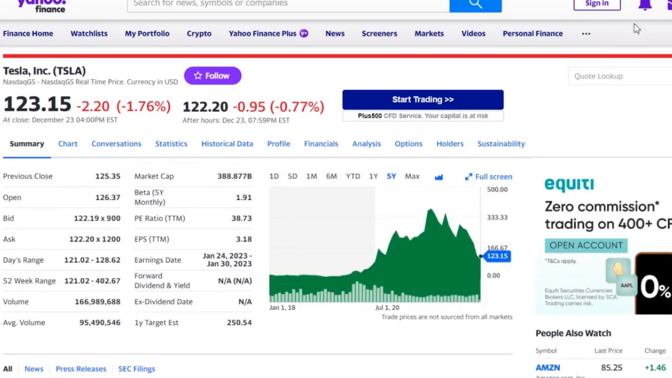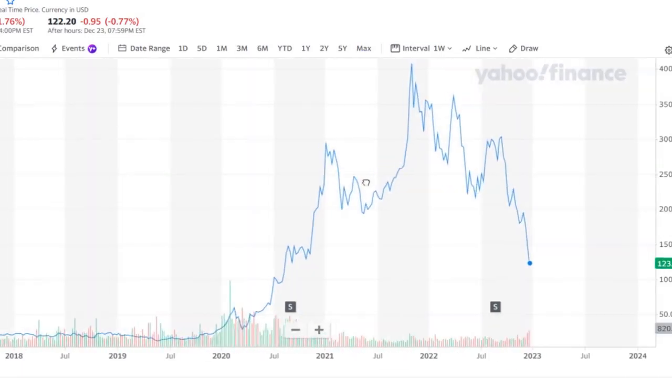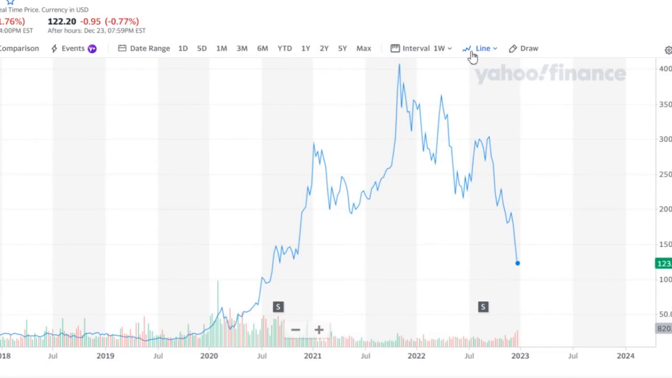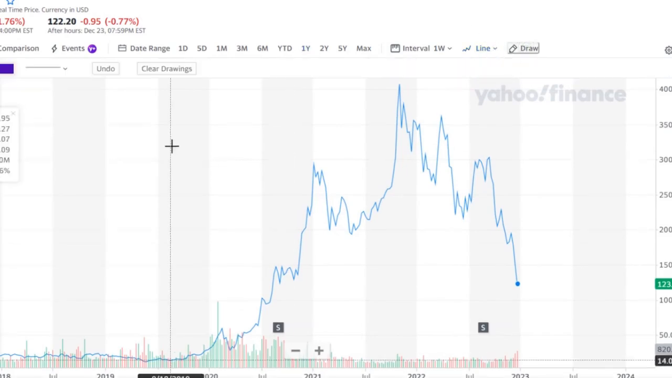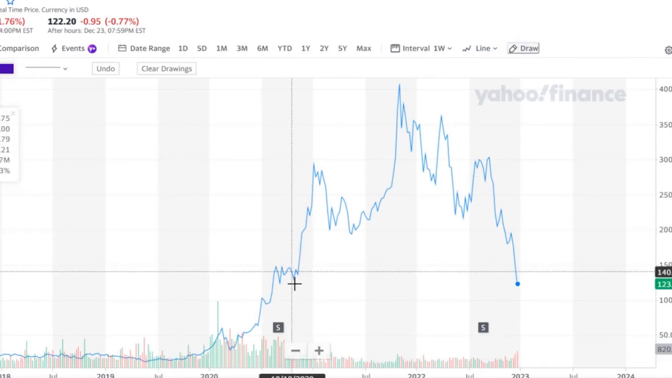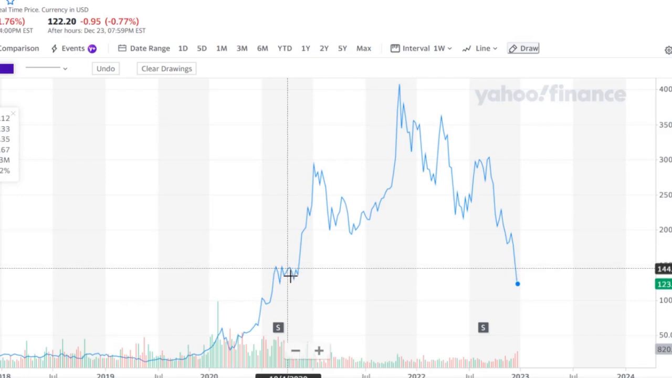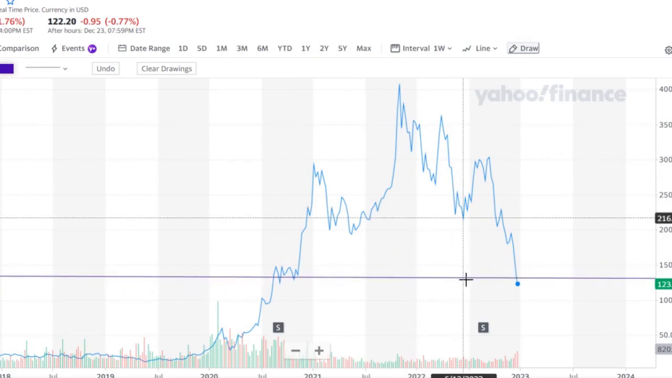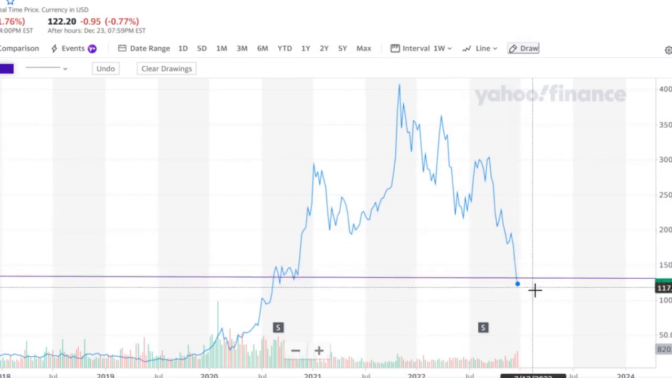Let's go full screen. This is Yahoo Finance, by the way. I like it just because it's clean. We only use the line graph. No candles needed. Let's draw. Here's our line. And we're way below our support. This is our support right here, guys. Okay, look at this. We are way below our support.